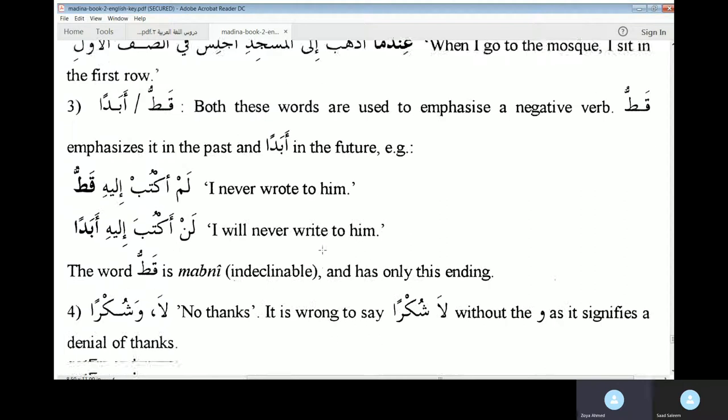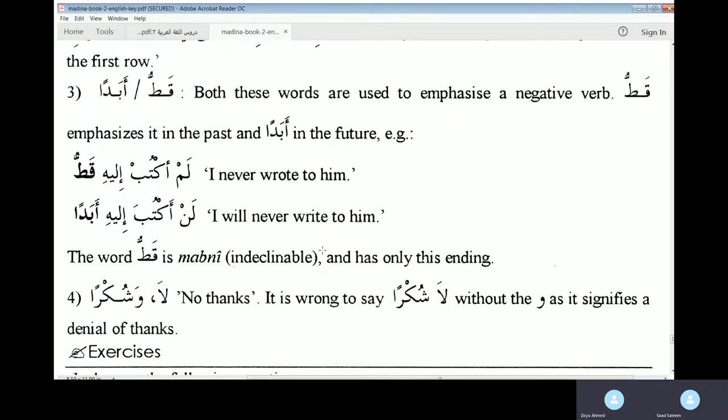Qattu, abadan. Both these words are used to emphasize a negative verb: qattu emphasizes it in the past and abadan in the future. Lam aktub ilayhi qattu. I never wrote to him. Lan aktuba ilayhi abadan. I will never write to him. The verb qattu is mabni and has only this ending.